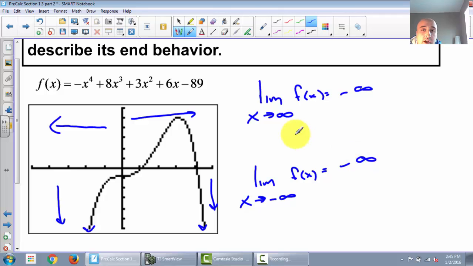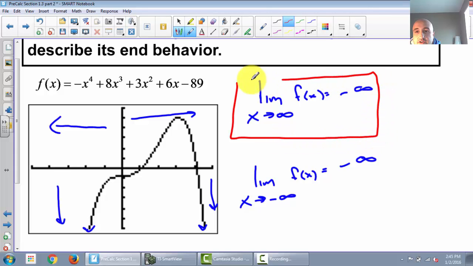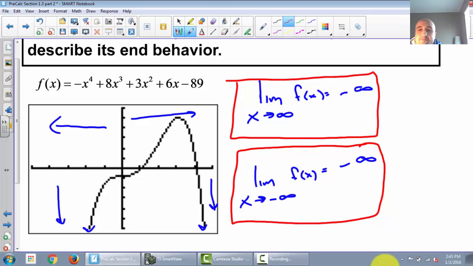If they're both pointing up, then they'd both be positive. But both of these are finishing going straight down off the screen. So they're both negative infinity answers. Okay, so this would be your answer for the right hand side, and this is your answer for the left hand side.